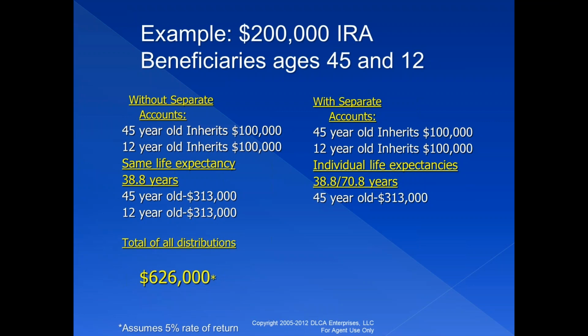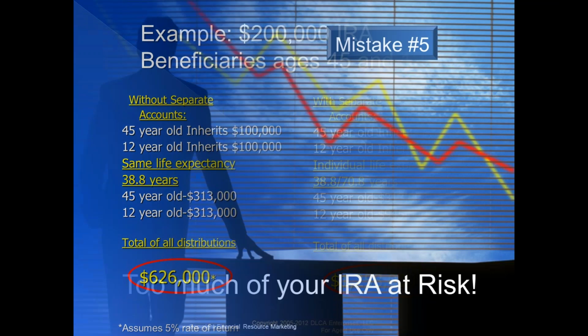Here's where the big change is. For the 12-year-old grandson, that same $100,000, instead of stretching out to $313,000, is 3 times that much, $945,000, because instead of using a 38-year life expectancy and deferral period, it's now jumped up to 70.8 years. Total of all distributions, $1.2 million. Folks, that's a difference of $626,000 and $1.2 million, all because somebody knew to establish separate accounts.